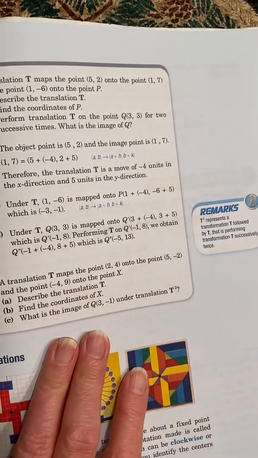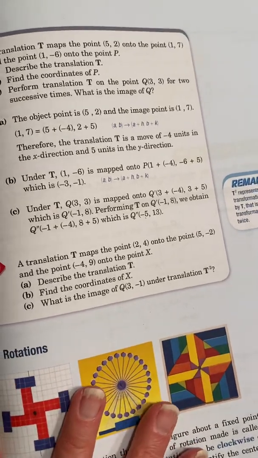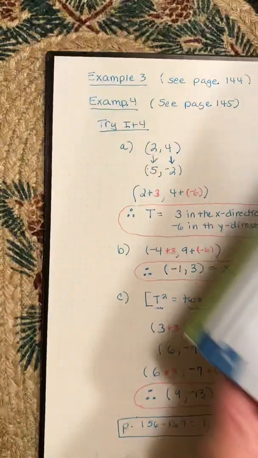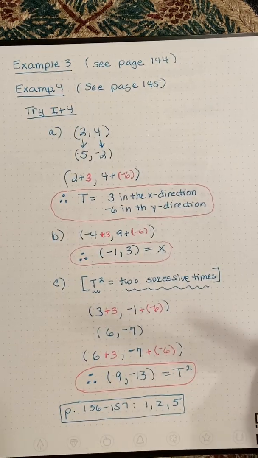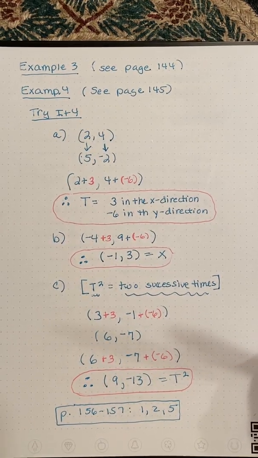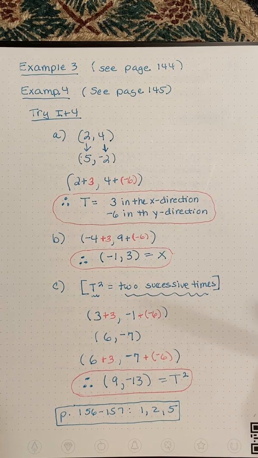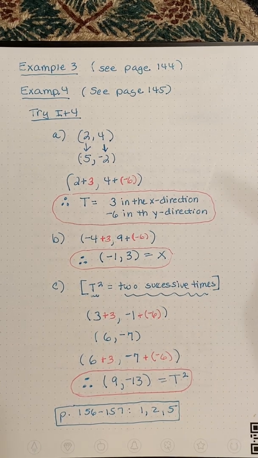Okay, now we're going to try it in 4. So let's get ready to take out our notebook and do some notes. I'm going to move this out of the way and reposition this so you can see everything. So try it 4 tells us, first of all, that a translation T maps the point 2, 4 onto the point 5, -2, and point -4, 9 onto point X. So first of all, describe the translation.